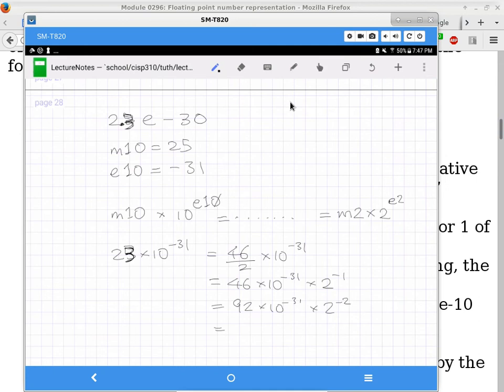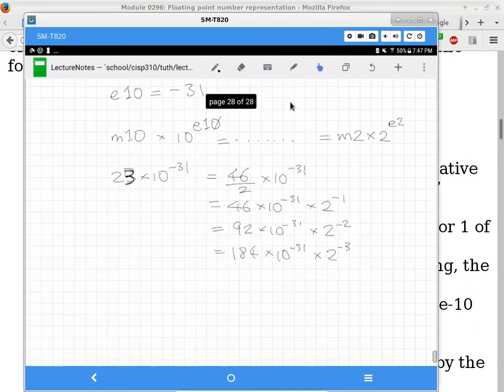So what is 92 times 2? 184, okay? So can I write this as 184 times 10 to the power of -1 times 2 to the power of -3? Absolutely. So now the question is, how far do I want to take this before I actually do the division by 10? Because I am really minimizing the error now. Okay, I'll do one more step and then I'll give you the actual answer, okay?